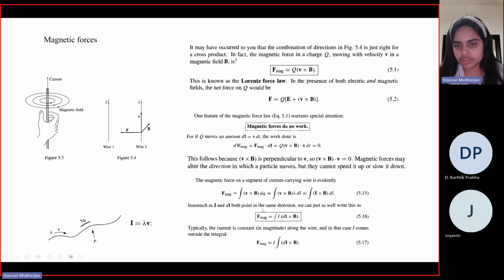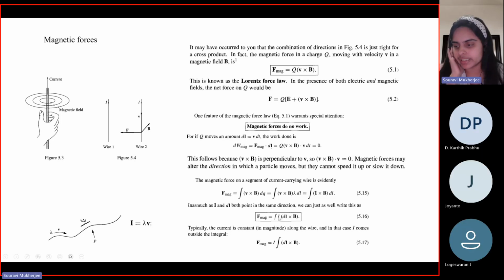So that gives you this form for your magnetic forces. That is the integration of I dl cross B, where dl is a small element in your current carrying wire, and B is your magnetic field at that position. So integrating over this, you would get the net magnetic force, right? So similarly, this is for a current carrying wire.